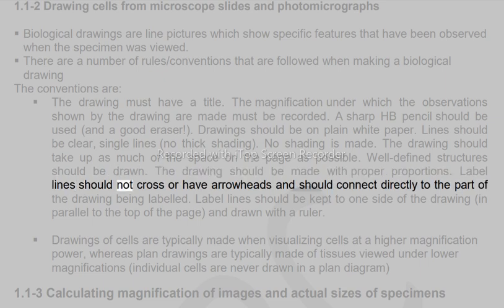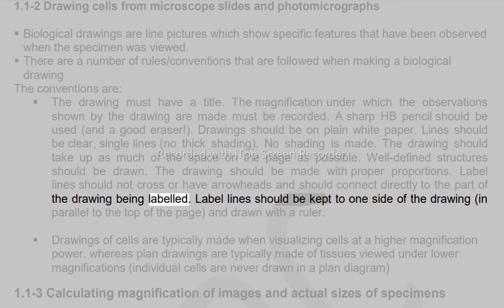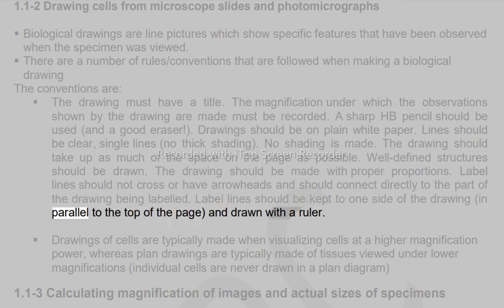Label lines should not cross or have arrowheads and should connect directly to the part of the drawing being labeled. Label lines should be kept to one side of the drawing, parallel to the top of the page, and drawn with a ruler.